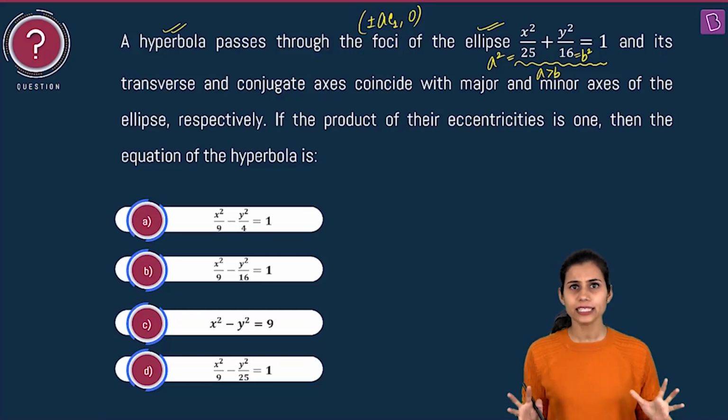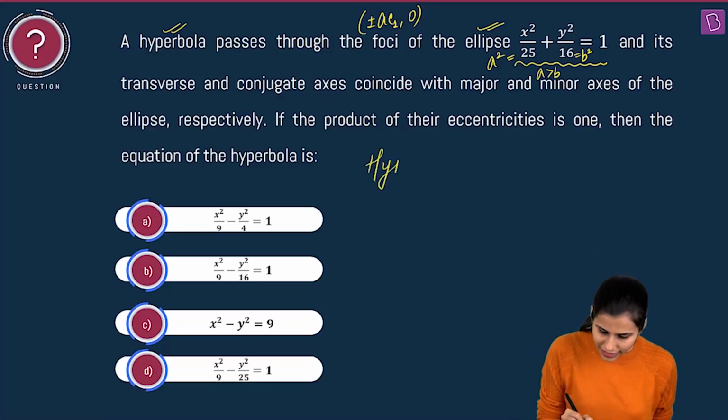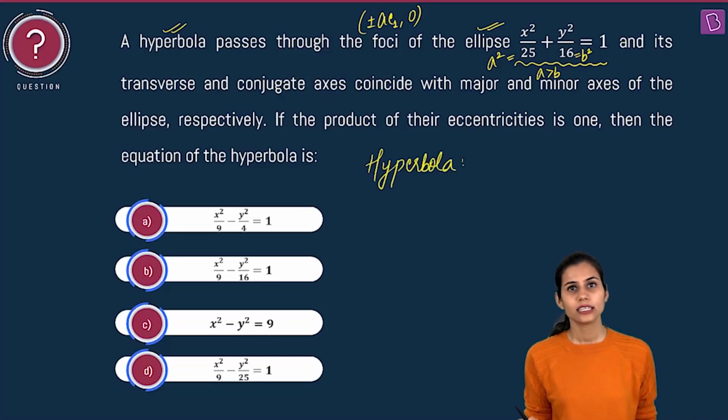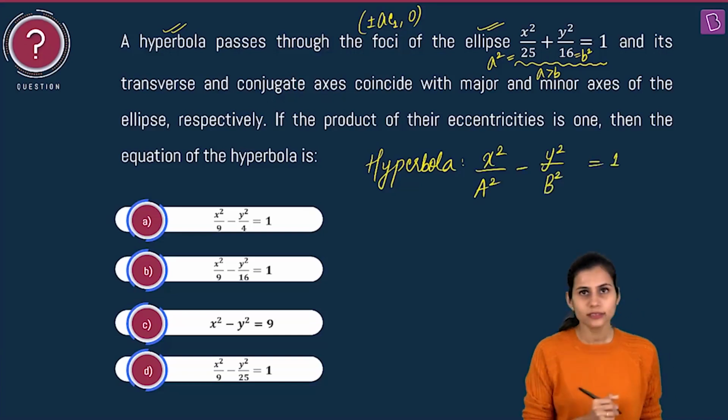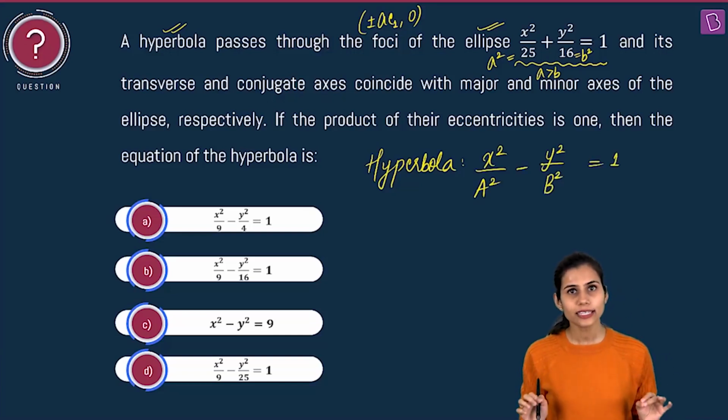This simply implies that the hyperbola is the standard hyperbola. Yes, in fact, the standard horizontal hyperbola, which is going to definitely look like x square by a square minus y square by b square equals 1. This is how it will look like.